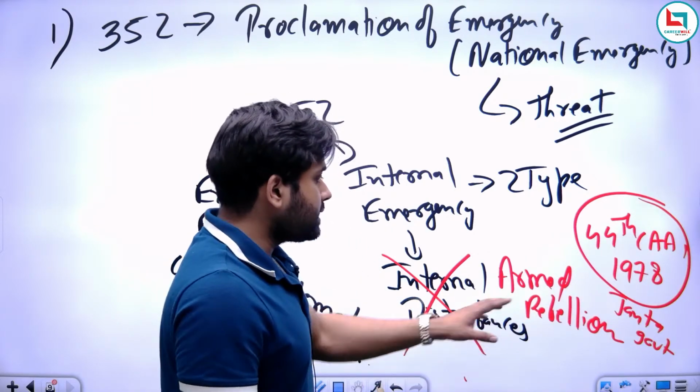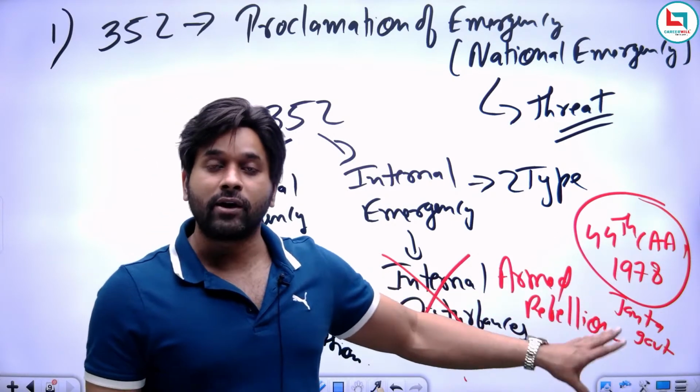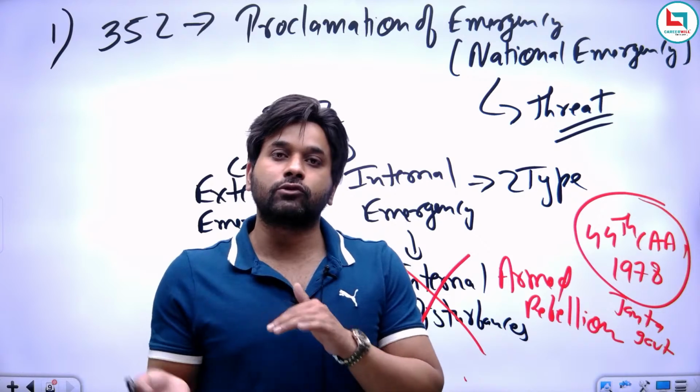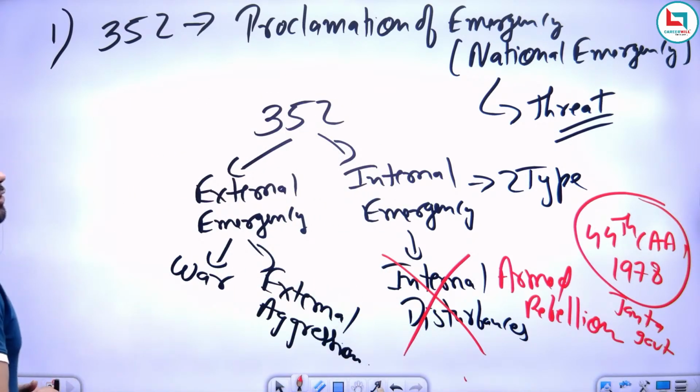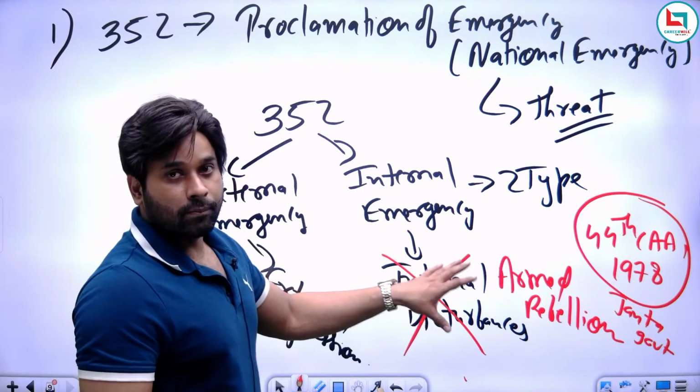So I hope this thing is clear, and it is really important for examination. For your examination, this particular point is very important: by which amendment the term internal disturbances was replaced with armed rebellion. It was by the 44th Amendment Act of 1978, and I hope it is clear why internal disturbances was replaced.